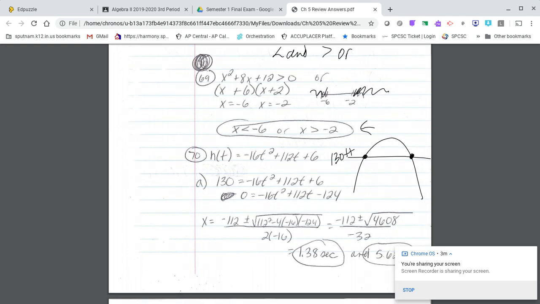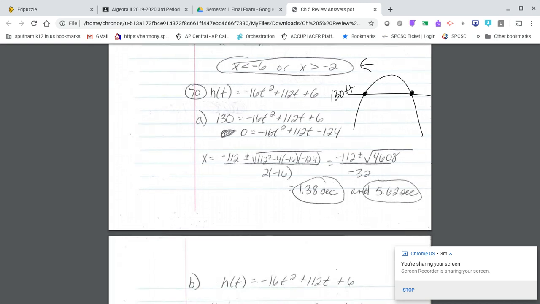69, if I don't want to graph that, remember I can just find the zeros and then check the number line, like, am I graphing in the middle or am I graphing on the outside to check those. And so on this one, 0 did work. And so that's why I'm graphing on the outside. It's an or.